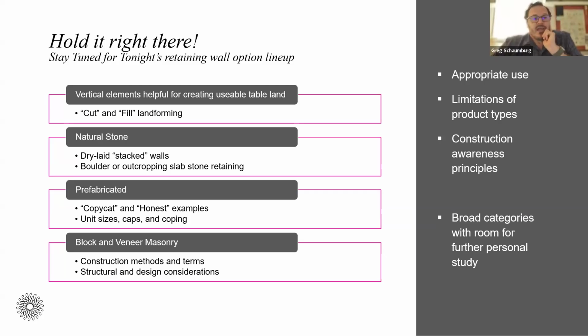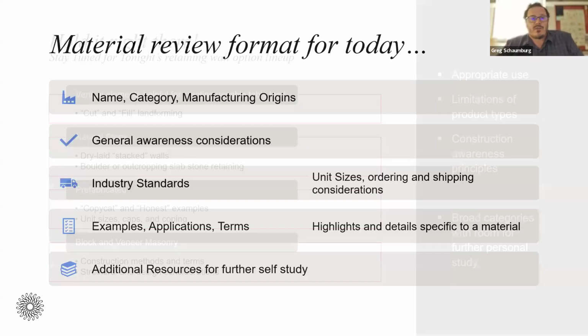Apologies for that. So as we're running through, again, natural stone, we'll be talking about dry stacked examples and some boulder retaining walls. Then for prefabricated, we'll look at some copycat and some honest examples. We'll go through some sizing things. Then we'll spend a little time at the end of the retaining wall part to talk about block and veneer masonry. And those are the ones that line up more on the architectural side, more on the structural side, but pretty much anything is possible when you get to those. And we'll cover each of those with some other parts.